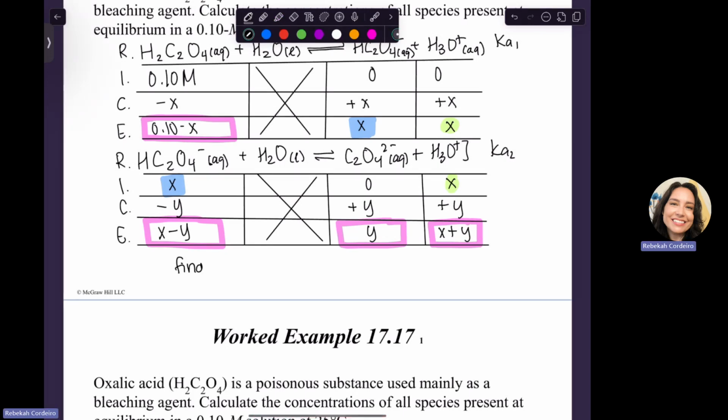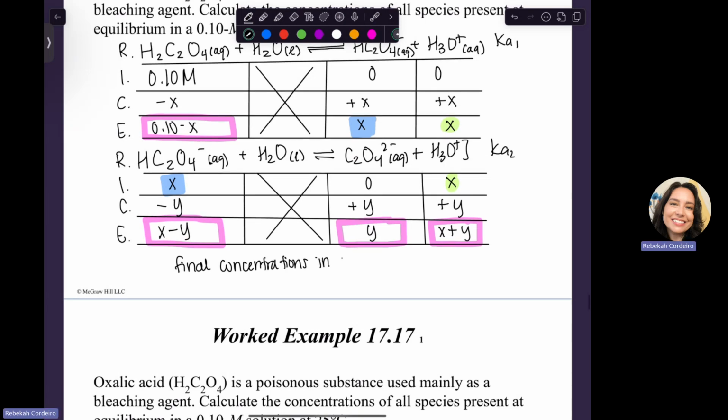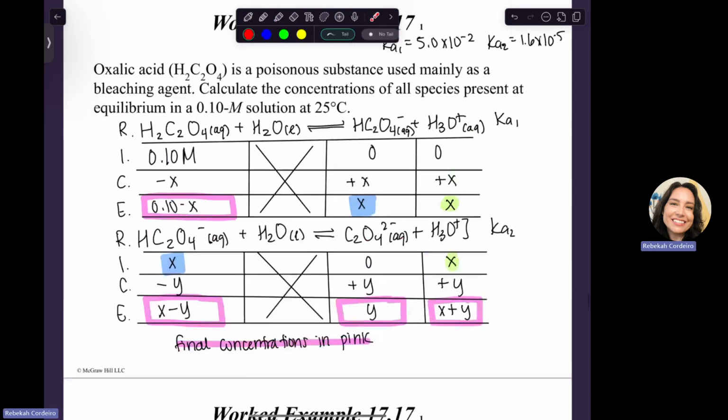So final concentrations in pink. And we would have to do 2 ice tables. Like, to solve for x for this one, you've got to use Ka1, and then plug these x's in, and then we solve for y's for this one using Ka2. You can see how we would work that out.